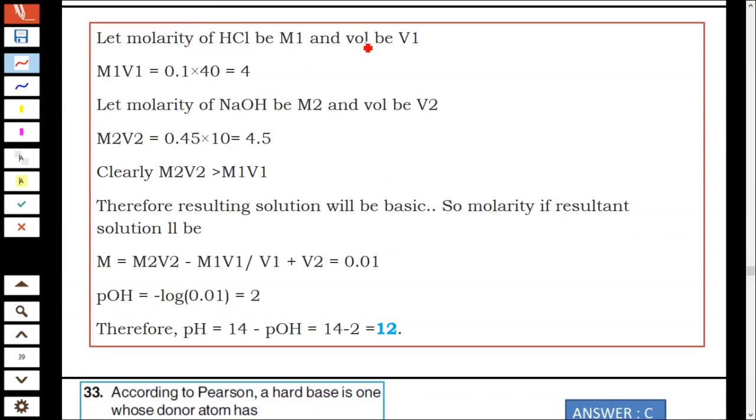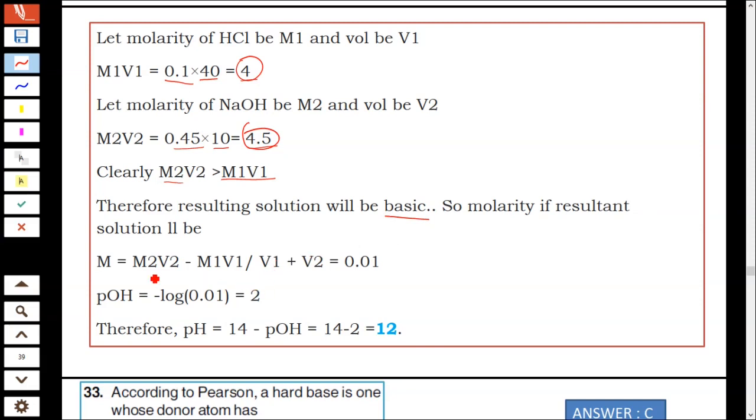Molarity of HCl, M1, and V1 are given, that is 0.1 into 40 ml, that is 4. And the molarity of NaOH and volume are given, that is 0.45 molarity into 10 ml of NaOH, so it is 4.5. Here 4.5 is greater than 4. Hence by mixing this HCl and NaOH, the basicity is greater than acidity. Hence it is clear that M2V2 is greater than M1V1. Therefore the solution will be basic.